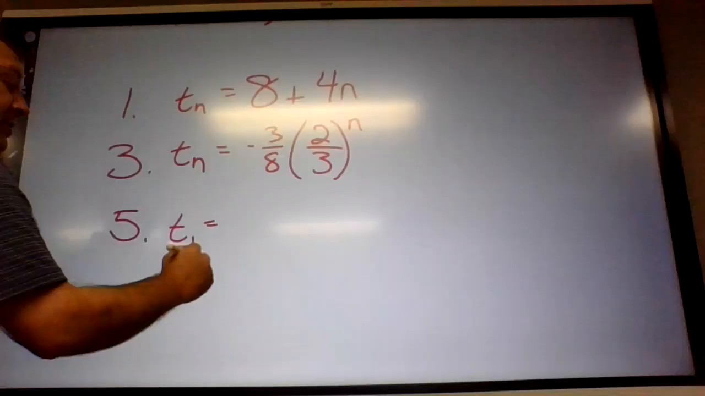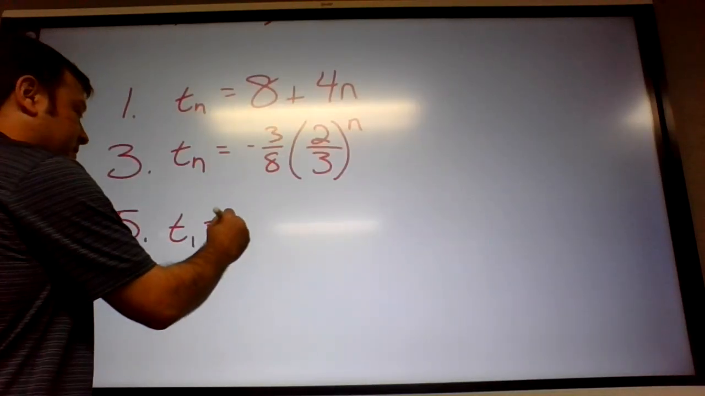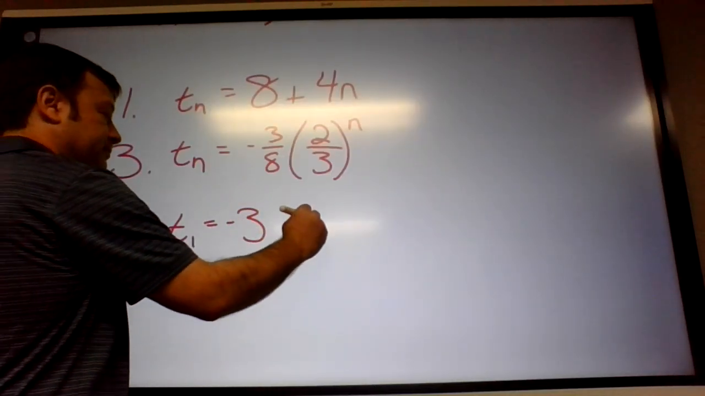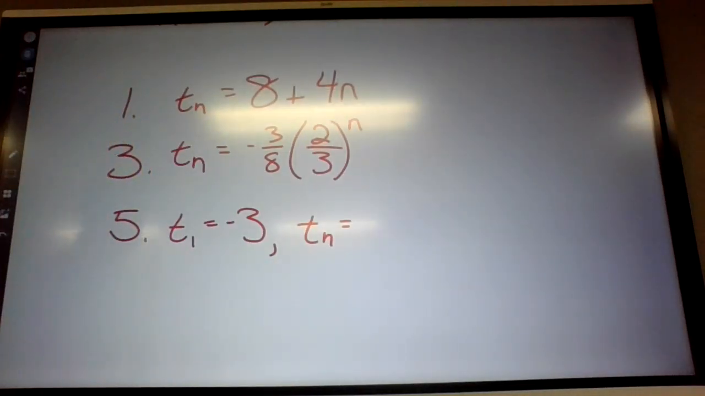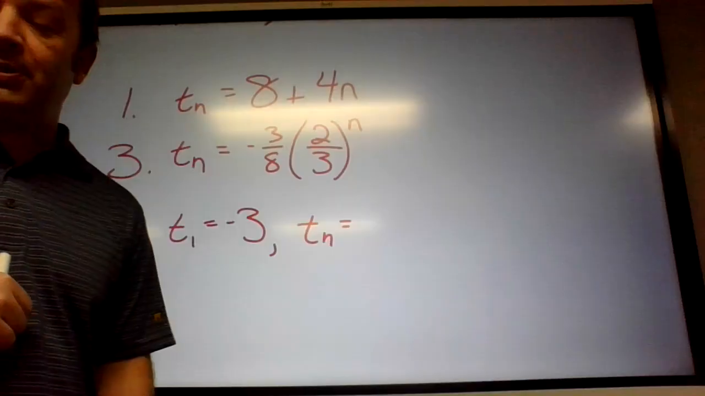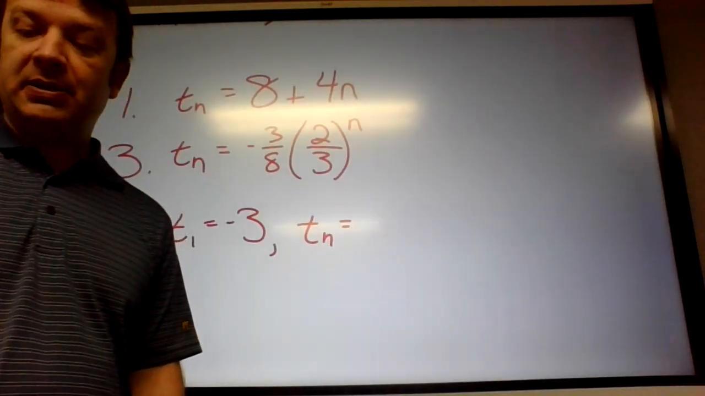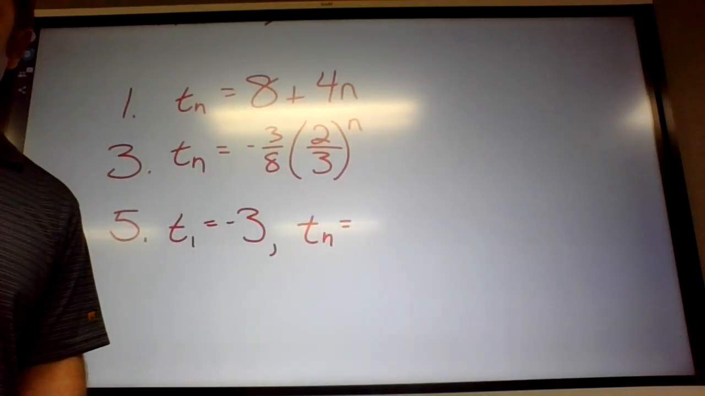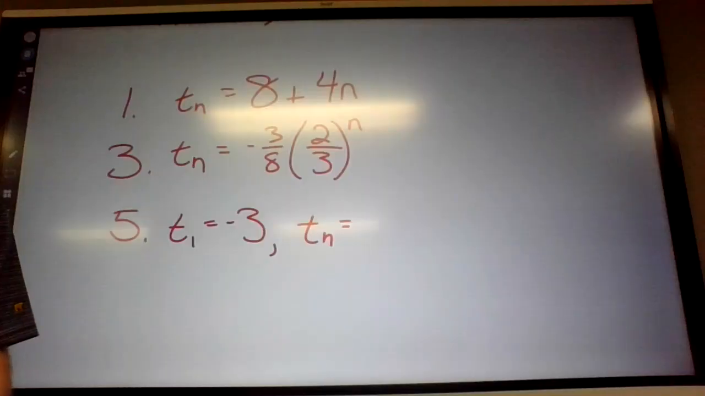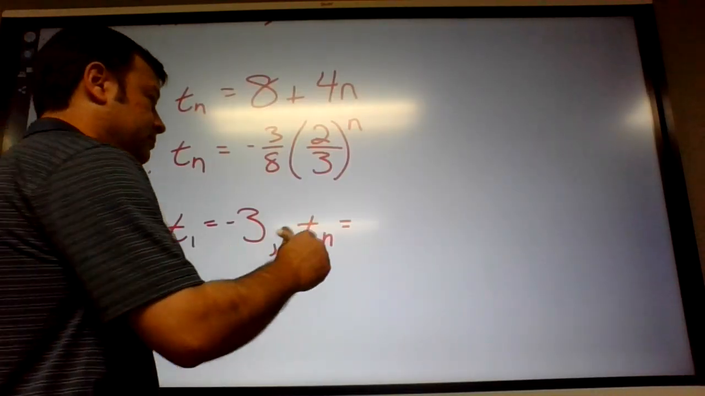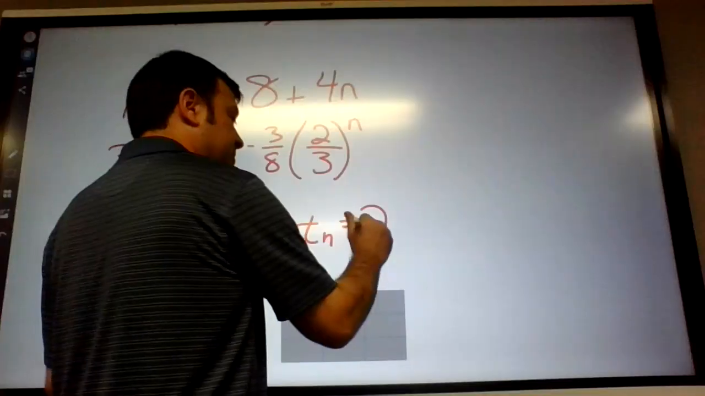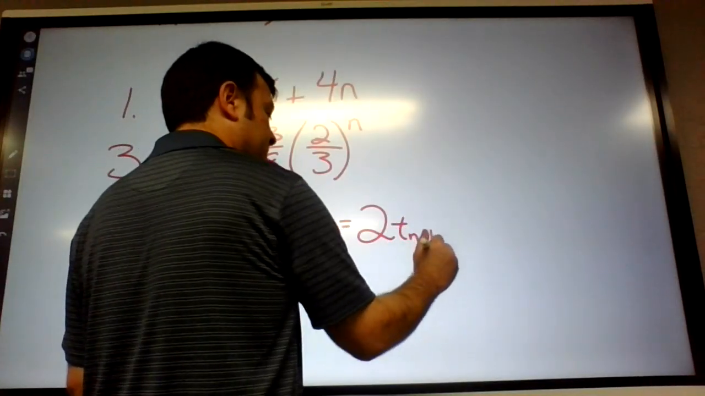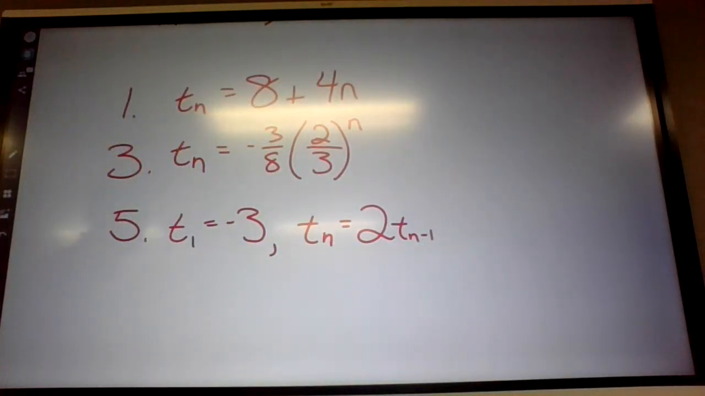Okay, on number 5, we're supposed to use recursive. On recursives, you're supposed to define the first term. And then in the formula, you're supposed to use the previous term, like t sub n minus 1. So what is the pattern? Times 2. So the nth term is 2 times the previous term. So it would just look like that.